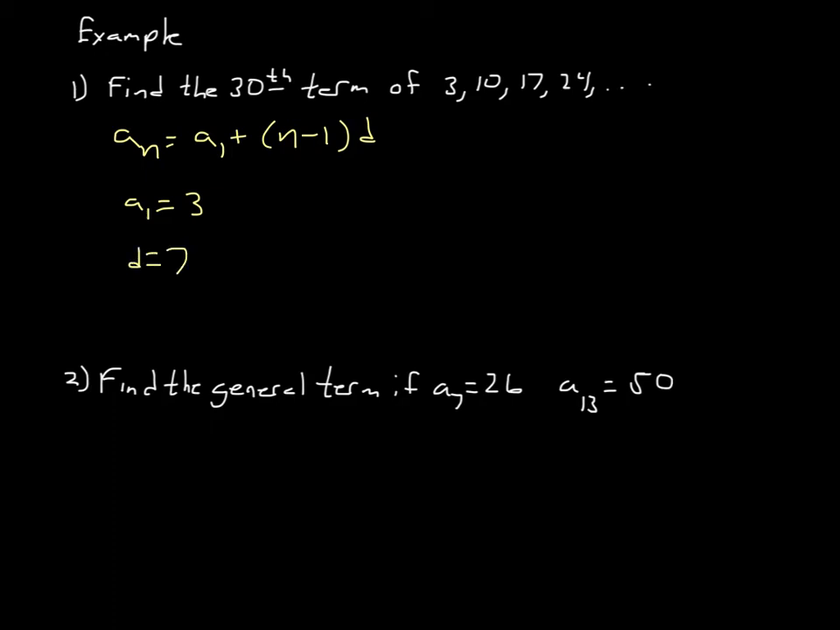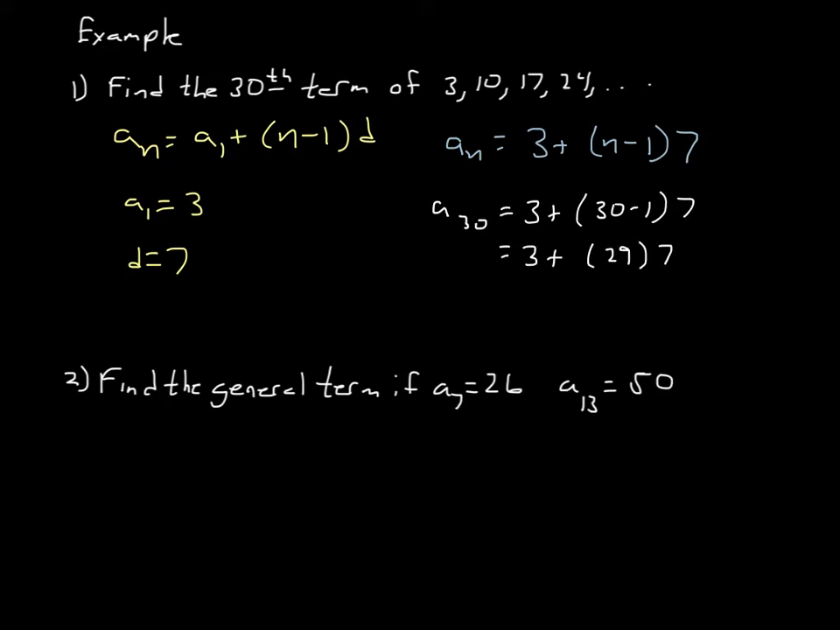And so, in this case, my general term for this sequence is a sub n equals 3 plus n minus 1 times 7. Now they want me to find the 30th term. So to find the 30th term, I'm going to put 30 in for n. So a sub 30 equals 3 plus 30 minus 1 times 7, which will be 3 plus 29 times 7. And 29 times 7 is 203, so the result is 206. So a sub 30 is equal to 206. The 30th term of this particular arithmetic sequence is going to be 206.